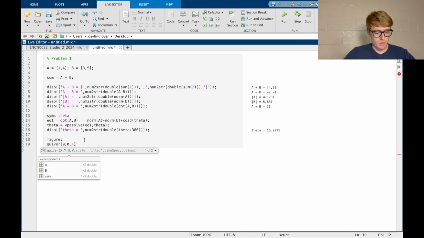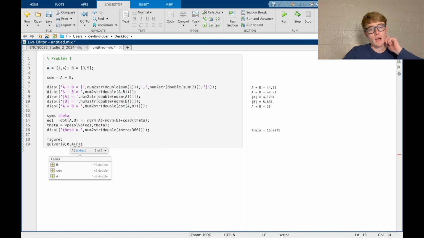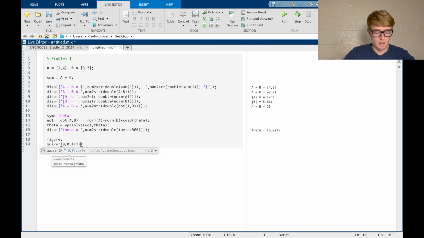So 0, 0, I want it to start at the origin, and then I need to provide the first value of my vector. So how do I do that? A, and then in parentheses 1 will give me the value at the first index in A, and then A, and then in parentheses 2 will give me the value at the second index in A.